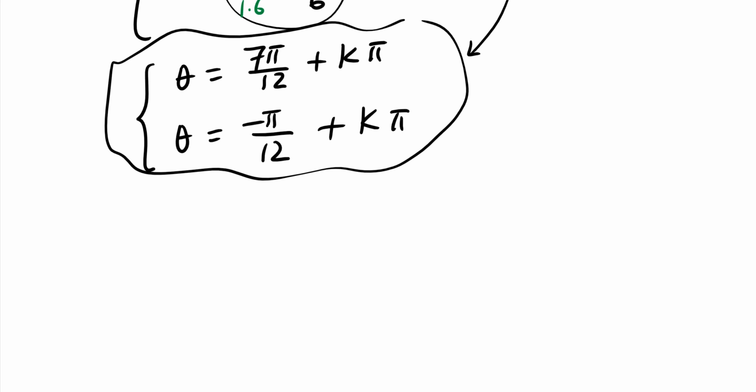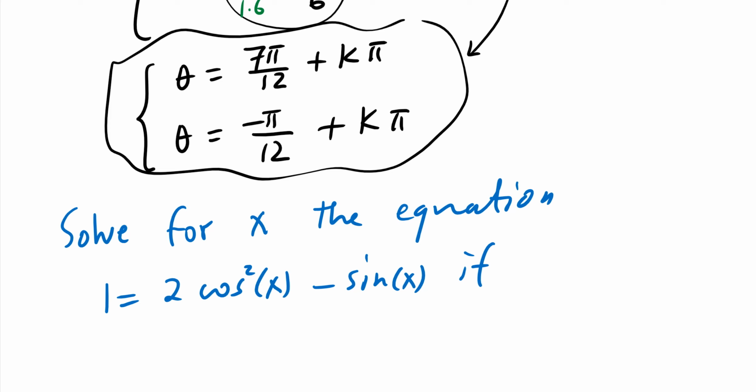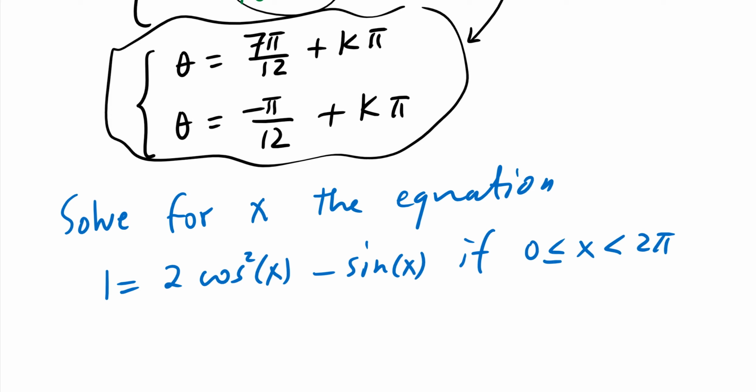What about another example? Solve for x, the equation 1 equals 2 cosine square x minus sine x, if x is from 0 to less than 2 pi.